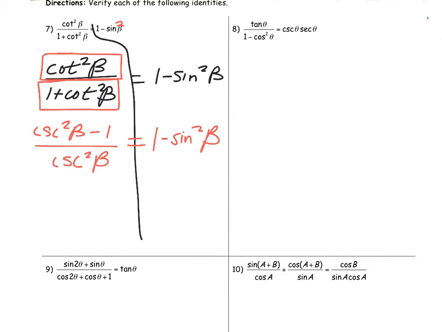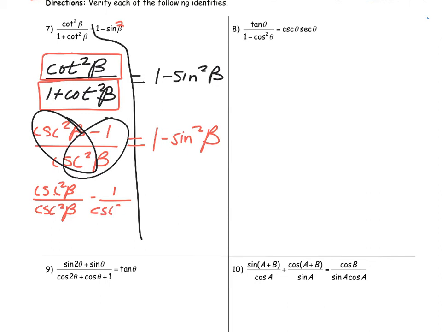Next thing I can do, using the heart method or pretzel method, whoever taught it to you, however you remember it, I'm going to separate these into two fractions. So now I have cosecant squared of beta over cosecant squared of beta minus 1 over cosecant squared of beta. Cosecant over cosecant is just 1. 1 over cosecant squared can be rewritten as sine squared of beta because of the reciprocal trig functions. And if you look at that, we solved this by proving our trig identity that this is true. So this works out.